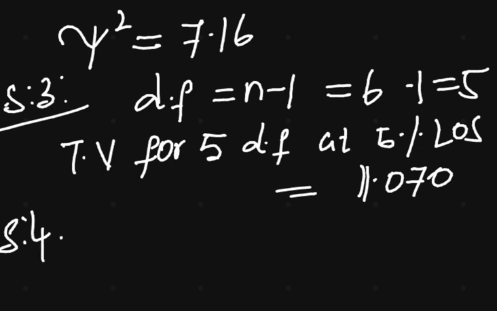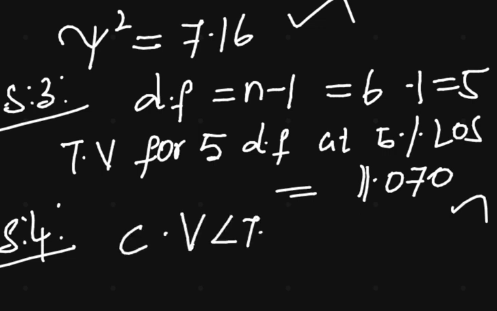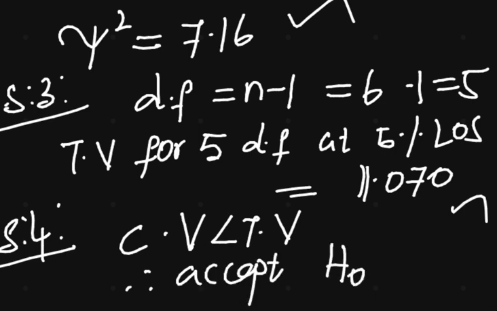In step 4, you compare these two values, the calculated value and the table value. The calculated value is less than the table value. Therefore, we accept H naught. What is our H naught? That male and female are equally probable. So we are accepting that. That's all. Thank you.